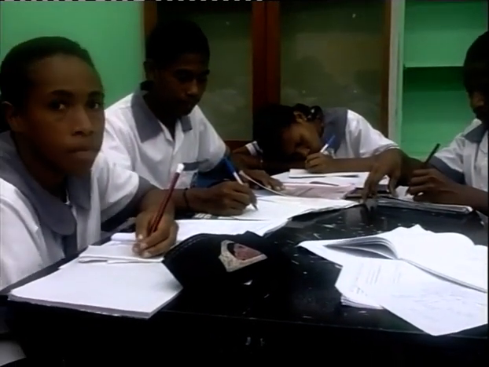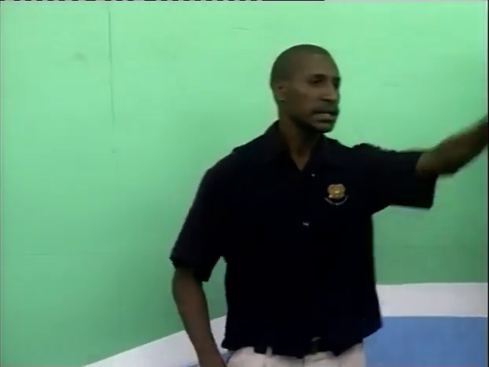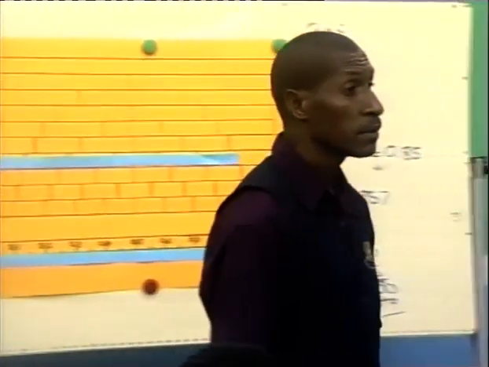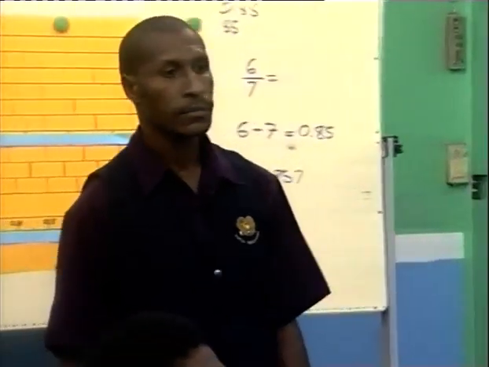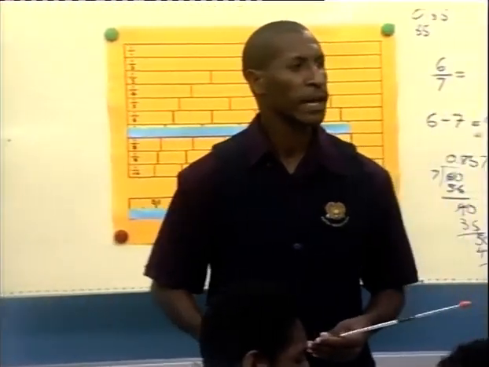What is 1/40 in decimal? 1/40 in decimal. What is 1/40 in decimal? Yes, let's have Rosen. 0.025. Very good. Rosen, your friends and I would like to know how you got that 0.25. Can you explain?